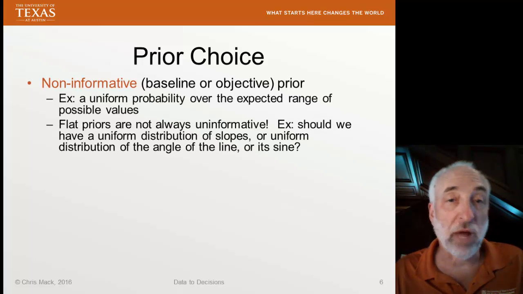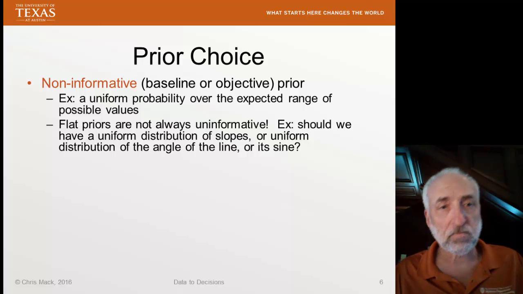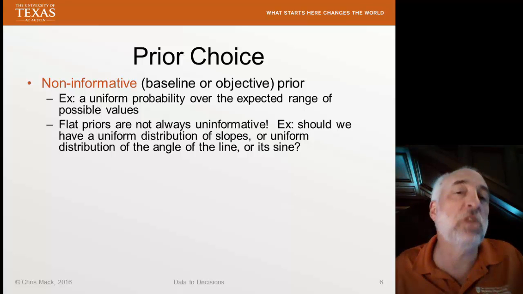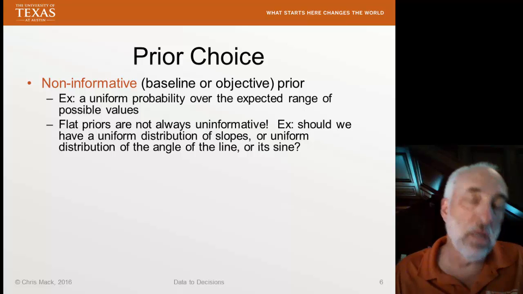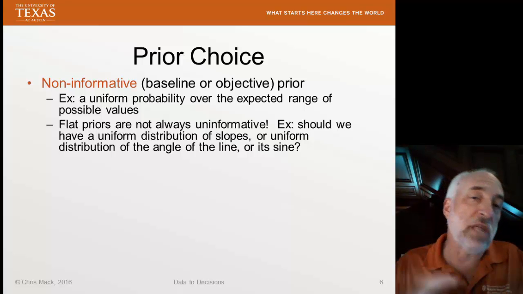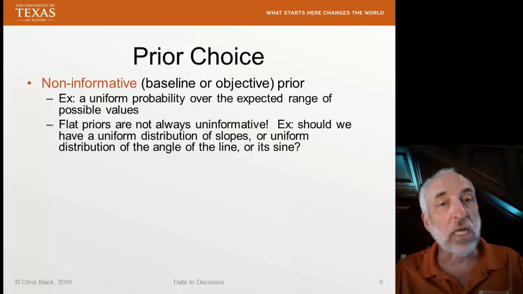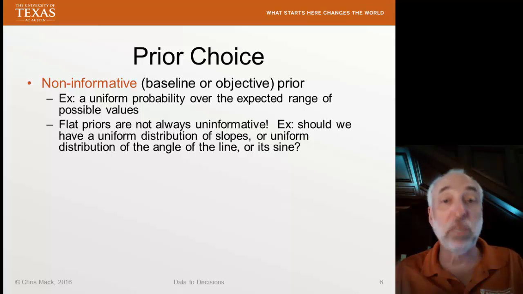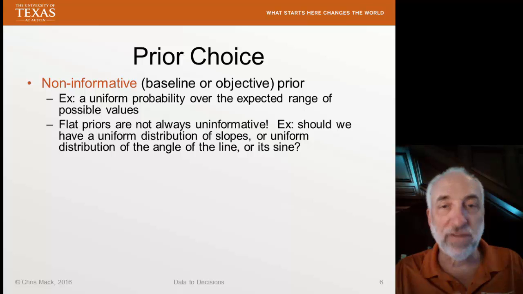Non-informative or uninformative prior, sometimes called a baseline prior or an objective prior. This is the case where we basically assume some kind of uniform probability over some range of values. And then we say, I don't know whether it's this value or that value. They're all equally probable to me. So that implies a uniform probability. But uniform in what sense? You can imagine lots of flat priors.